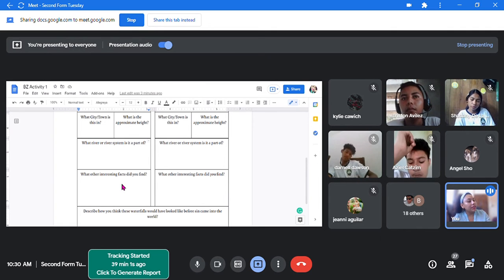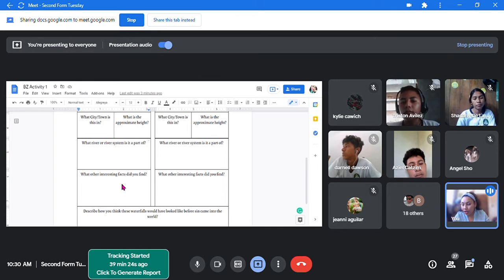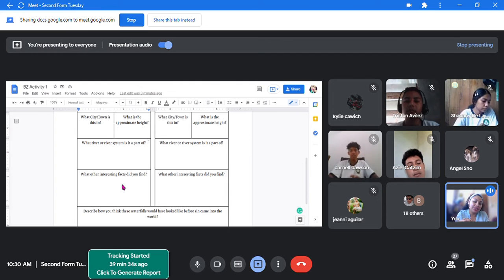So remember we had said that in the beginning, last week, I had mentioned that creation has been tainted by sin, and that's why it looks the way it looks. So how do you think a waterfall would have looked like before sin came into the world? And you could draw a picture, you could take a picture, or you could just write a sentence describing. It all depends on what you want to do for that question. And that is the first assignment for this week.